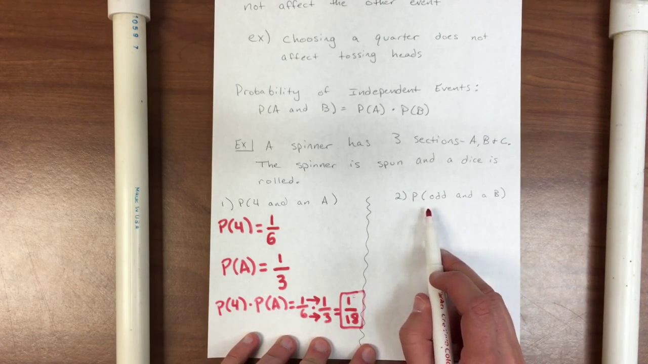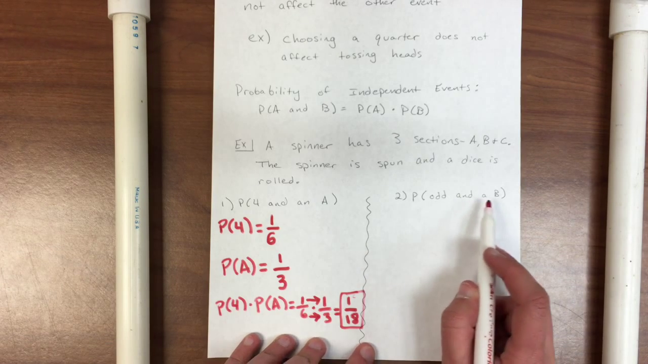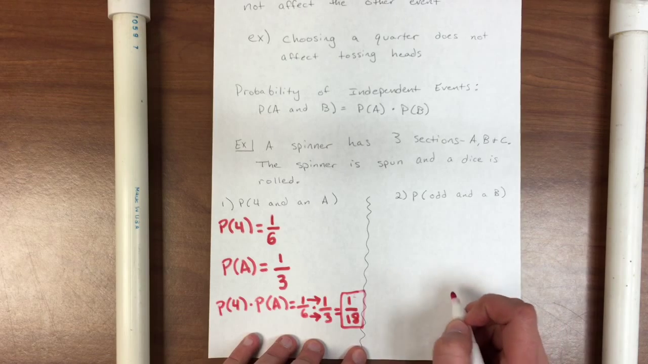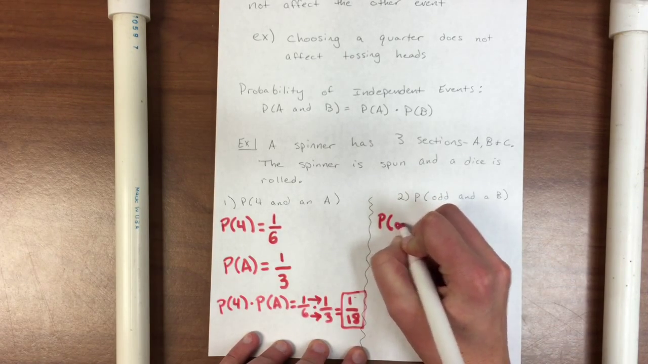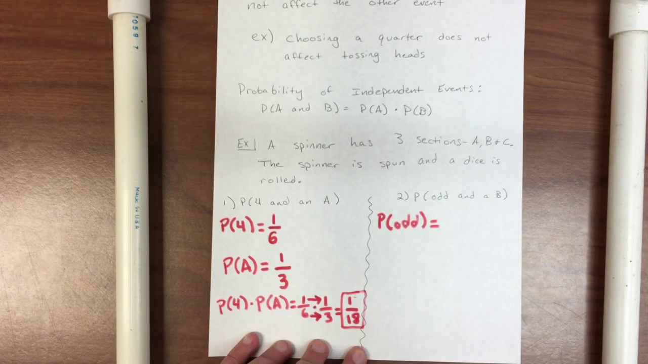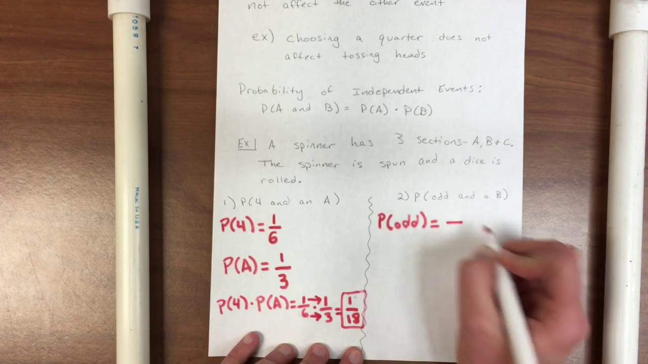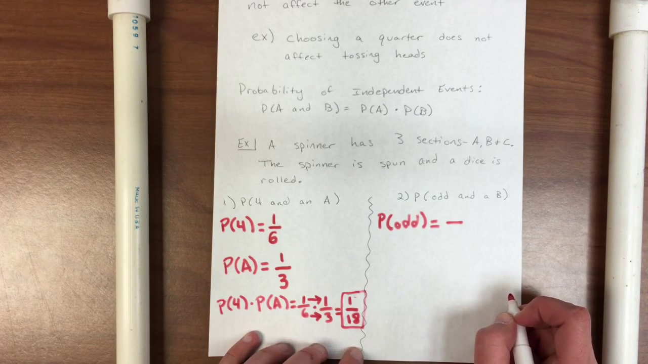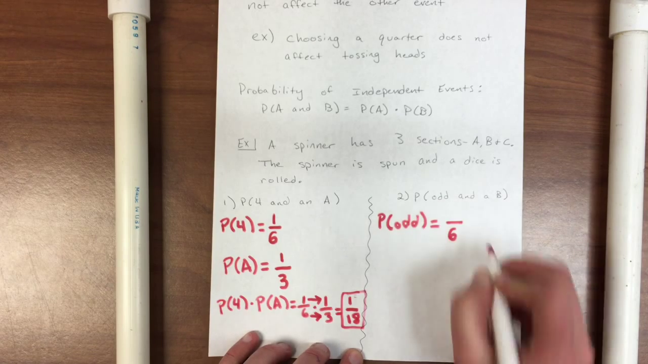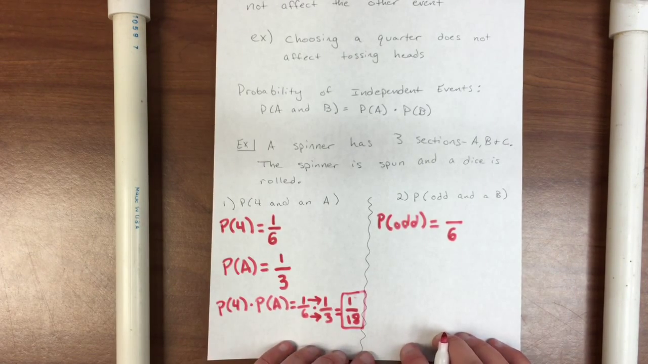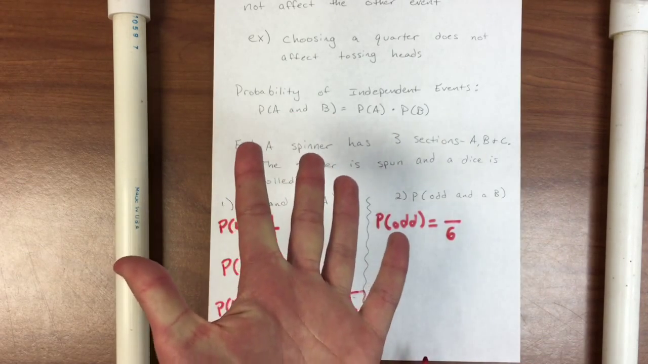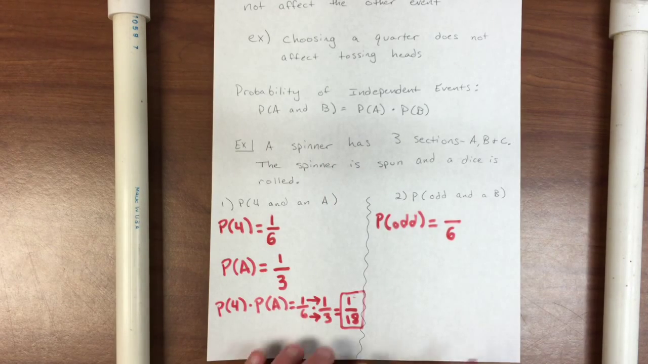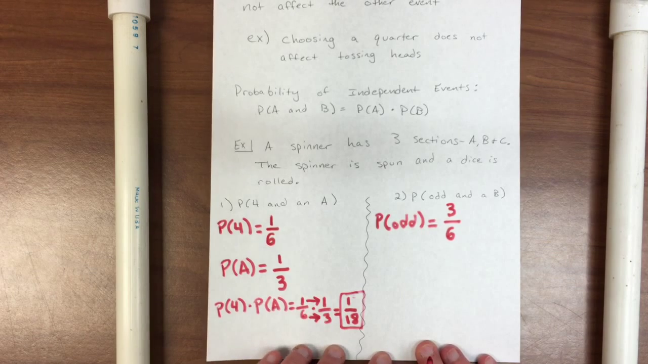So we want to find the probability of rolling an odd number on our dice and spinning a B on our spinner. So what is our first event? Right, the probability of odd. So we're thinking about our dice. We know how many total sides it has, which is how many? Six. And now we want to think about the number of odd numbers on our dice. So we have 1, 3, and 5. So how many is that? 3. 3 odd numbers on our dice.